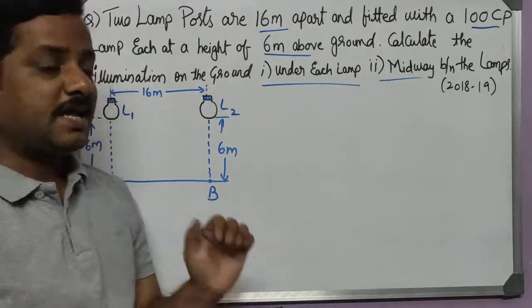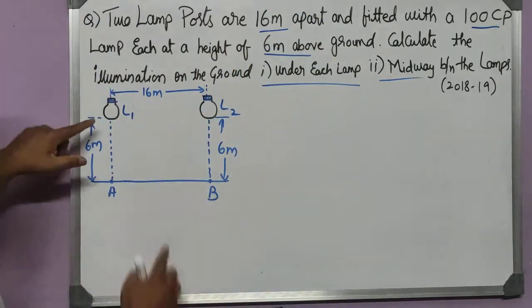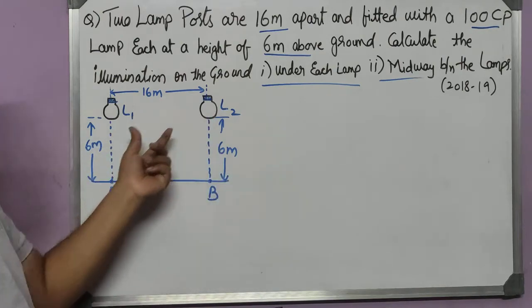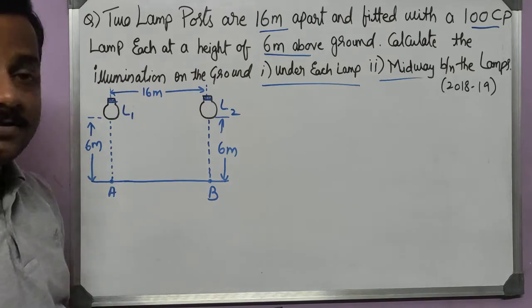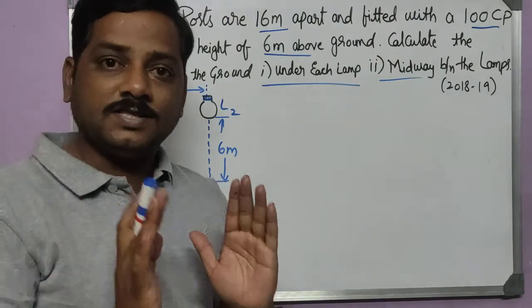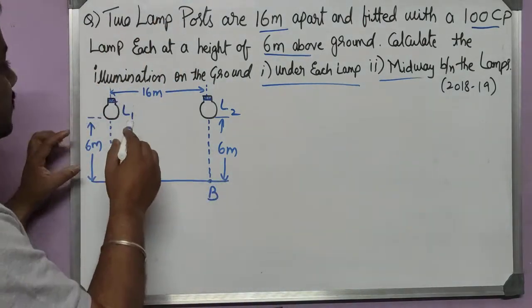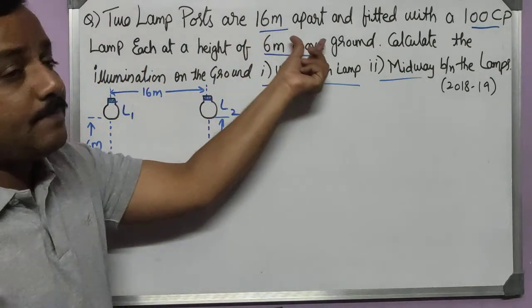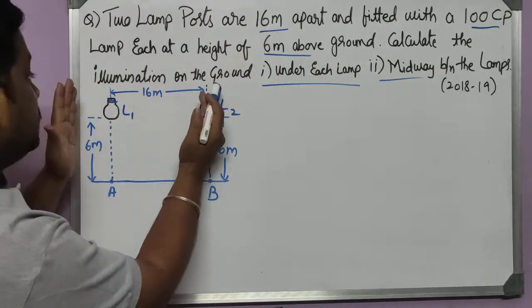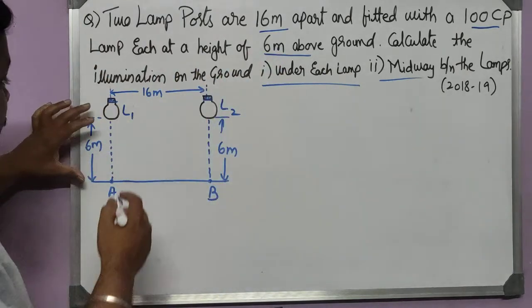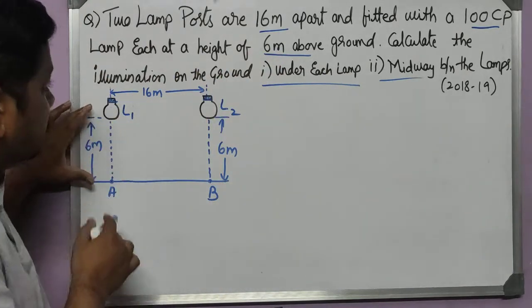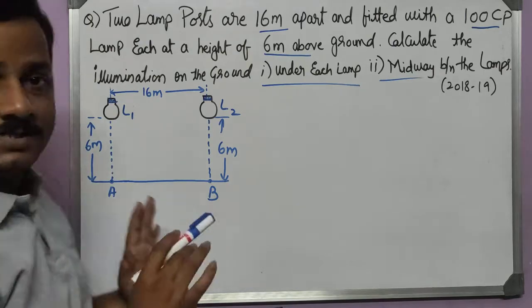So this statement has been picturized here. There are two lamps, L1 and L2. Each is going to have the same candle power. Both are of 100 candle power, the same capacity lamps. They are placed 16 meters away from each other, and the height from the lamp to the ground is 6 meters. I hope this is clear for you.